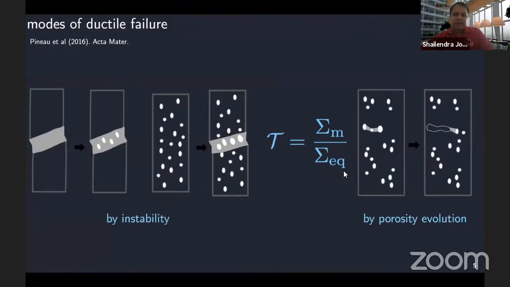And one of the metrics that comes up in this is a scalar called stress triaxiality, which is simply the ratio of the mean stress to the equivalent stress shown in this expression over here. The other mode is by way of instability, typically referred to as shear instability, but I'm not going to talk about that today, at least not in great detail.